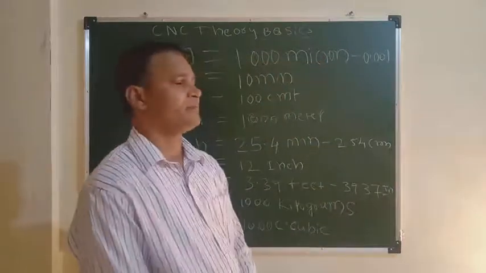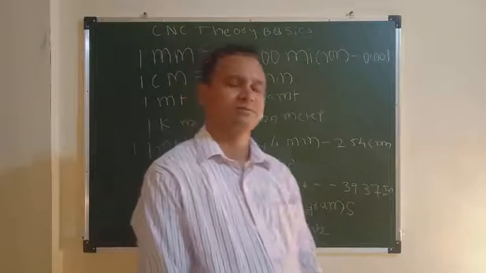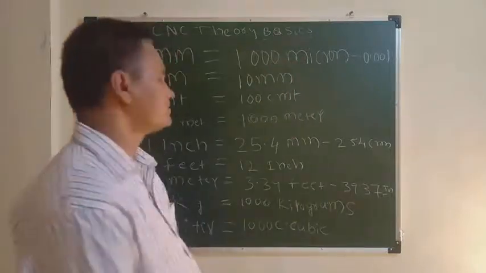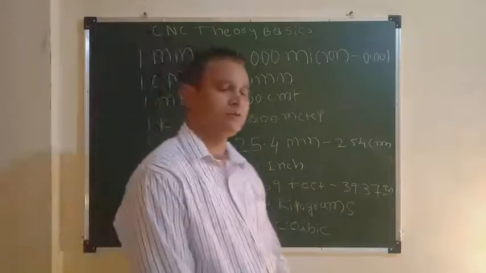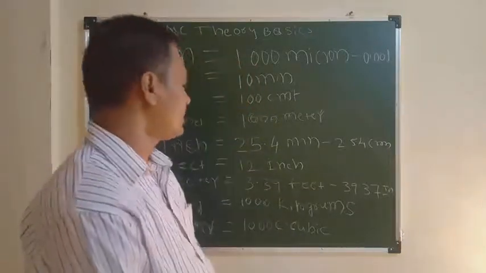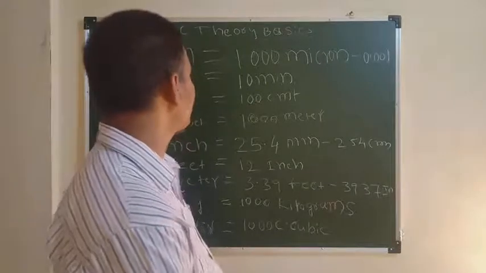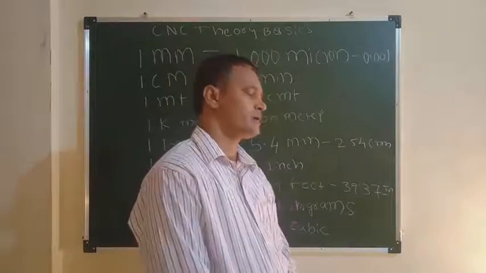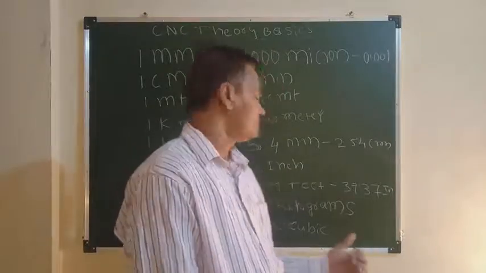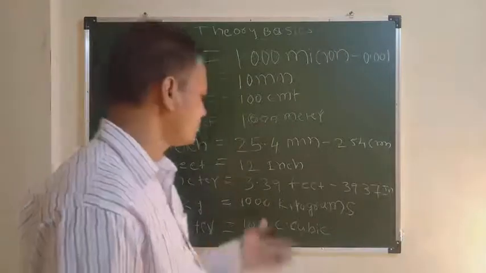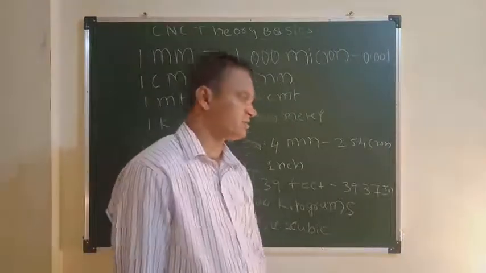Study this basic knowledge with these tutorials on measuring systems: micrometers, vernier caliper and plunger dials used in CNC theory. CNC basic theory. Now study the basics. 1 liter is equal to 1000 cc, and 1 kg is equal to 1000 grams.